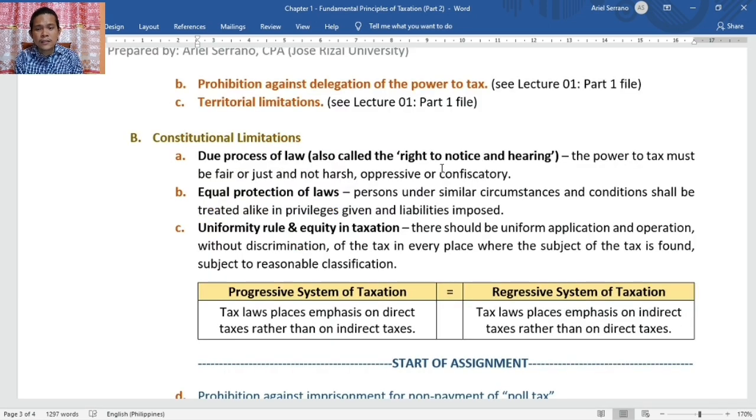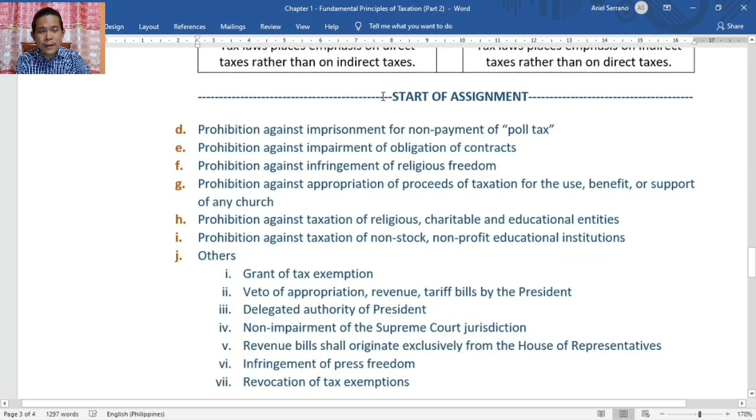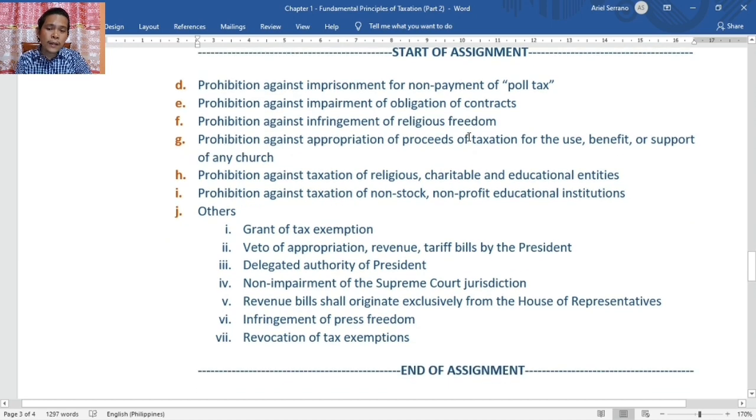As for constitutional limitations, there are actually so many. What I will discuss with you for now are the first three: due process of law, equal protection of laws, and the uniformity rule. The rest, okay, which I have tagged here, I will leave to you as an assignment to research on your own and explain what these constitutional limitations are. Let me just read: we also have the constitutional limitations on the prohibition against imprisonment for non-payment of poll tax, against impairment of obligation of contracts, against infringement of religious freedom, and so on and so forth.